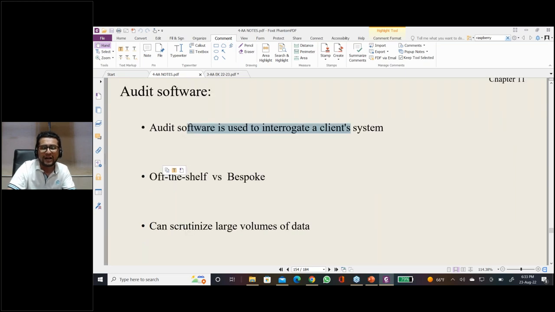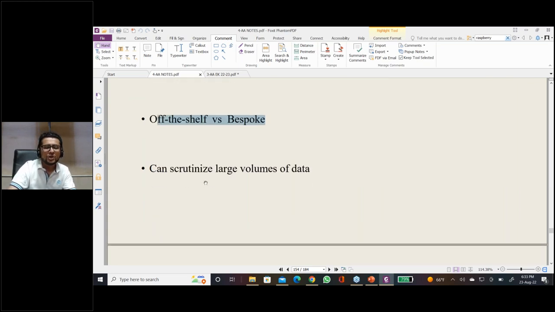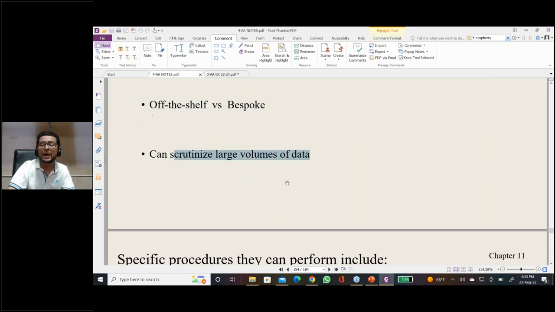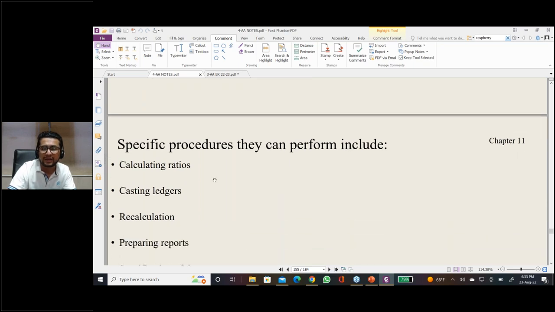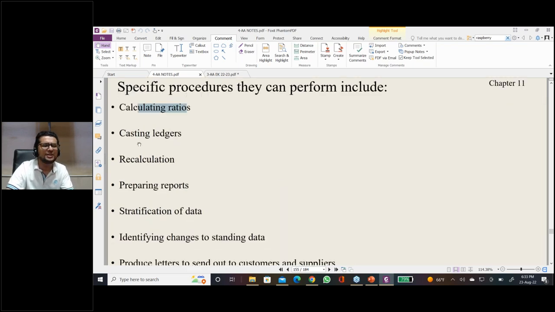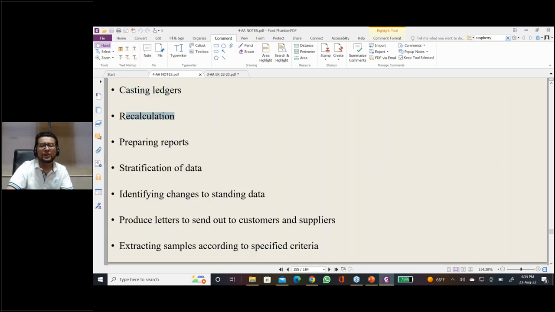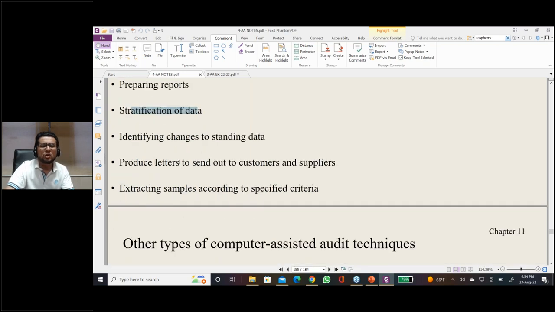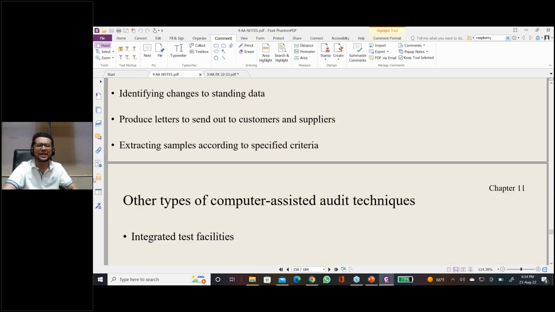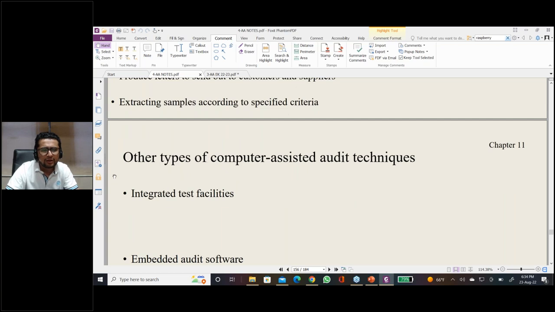That software could be ready-made software called off the shelf, or it could be well-designed customized software called bespoke software. Software is of great benefit because it can scrutinize large volumes of data, which is not practically possible using manual techniques. Software can perform calculations, casting, recalculation, prepare reports, filter the data into different types, and extract samples. They can do many activities.